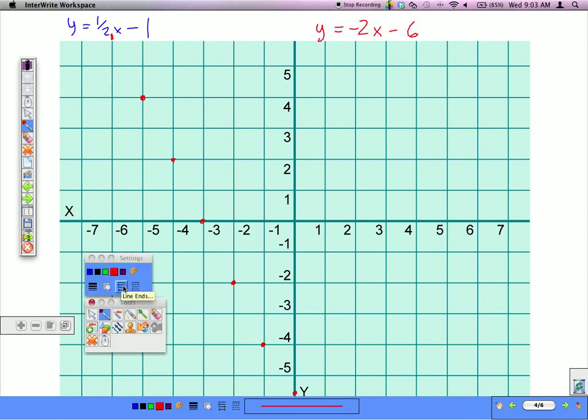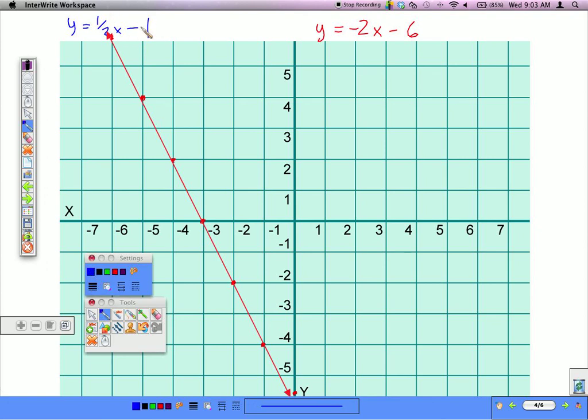This creates one line that is a solid line because it's equal to, passing through those points. Realize this point's a little bit off because it should be lower. We don't have room on the graph.